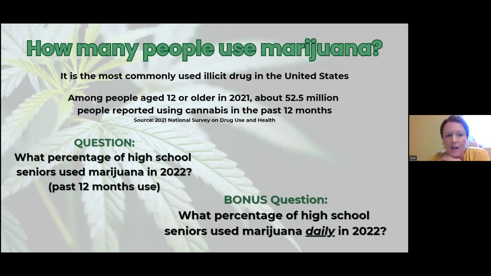All right. So my first question, as I said, I'm going to ask a lot of questions of you. Give me an idea what you think, percentage wise, of high school seniors used marijuana in the last 12 months during 2020.